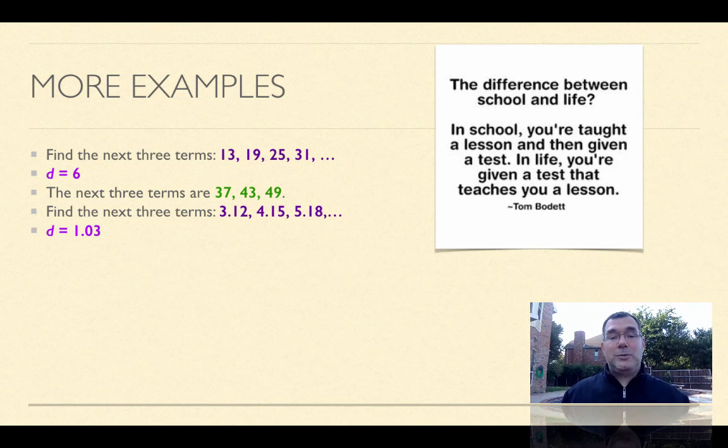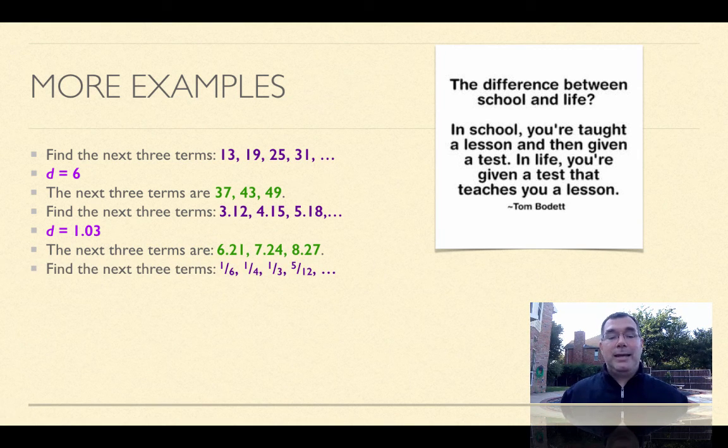So if I look at the difference between any two terms, it's 1.03. So that's what I need to keep adding, starting at the 5.18. If I do that, I get 6.21, 7.24, and 8.27. Now I've got a list of fractions, 1/6, 1/4, 1/3, and 5/12. And it doesn't look like there's a pattern here, but I'm told that there is.